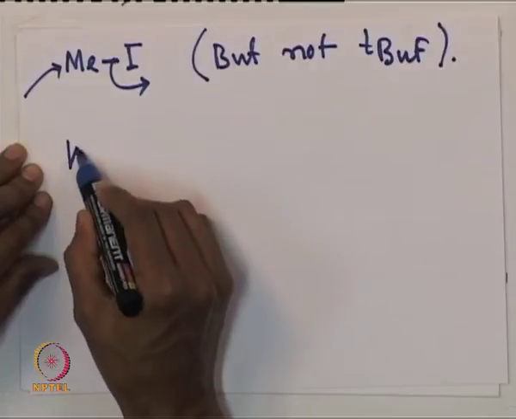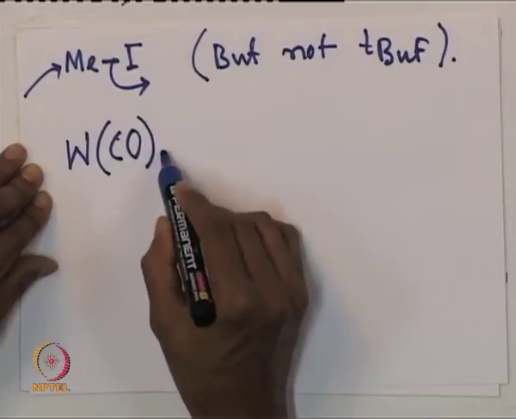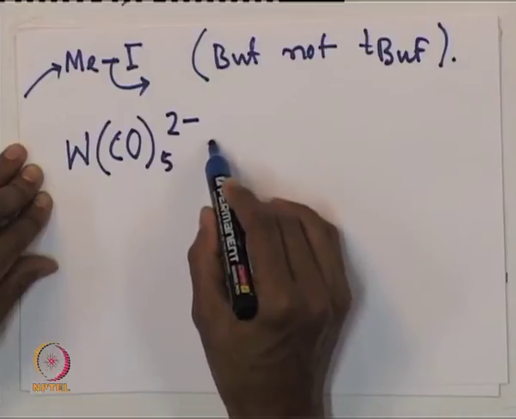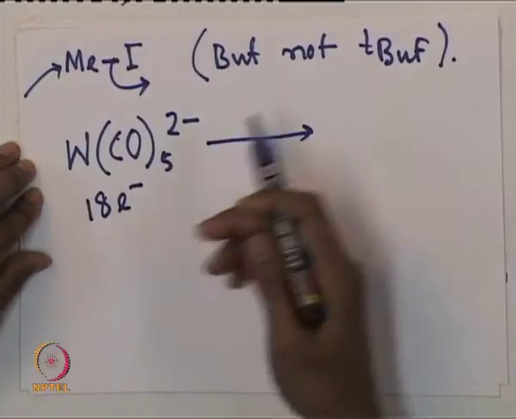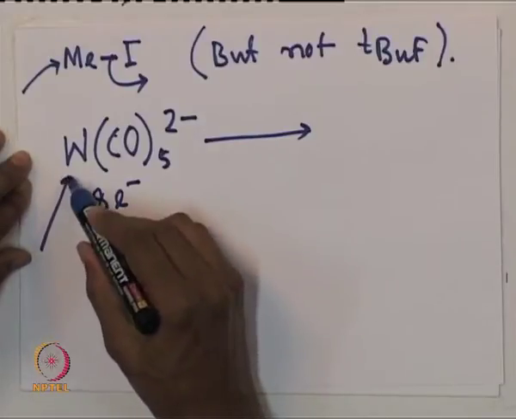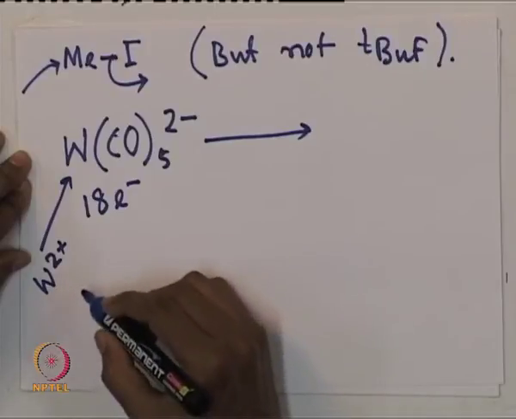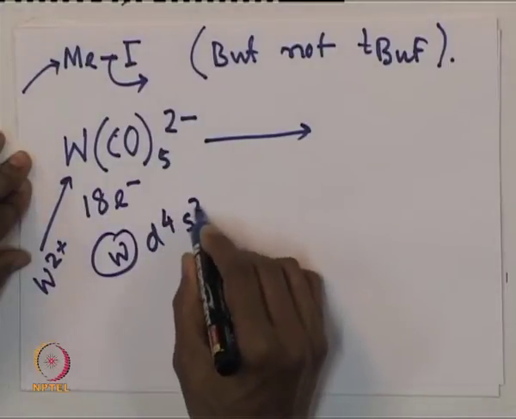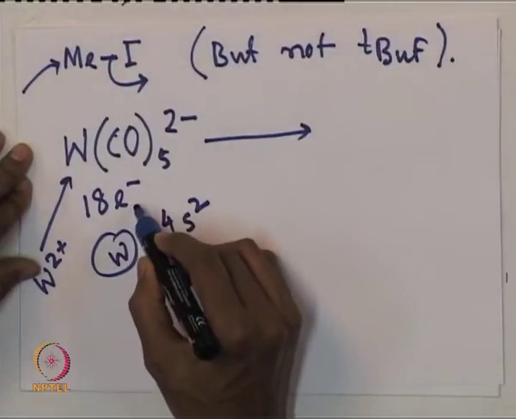Now if we would like to discuss complexes, we will be discussing two such cases. One of the complexes, let us say the tungsten complex, the tungsten pentacarbonyl dianionic species, has an 18 electron count. All of you are familiar by now with the electron count. So this is the 18 electron species. Tungsten is in the plus 2 oxidation state. Tungsten's electronic configuration is d4s2. Now the total electron count becomes 18 electron.